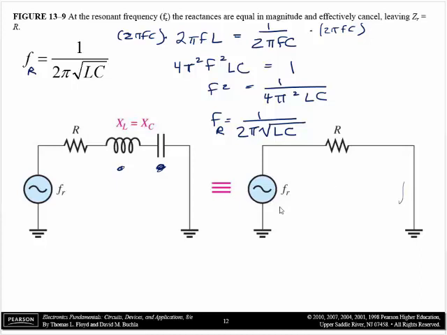So if this is maximum current at resonance, voltage equals current times resistance. So V equals IR. R doesn't change, but current is at a maximum. So that means the voltage across the resistor is also at a maximum. I'm going to show you that on a plot here in a moment.